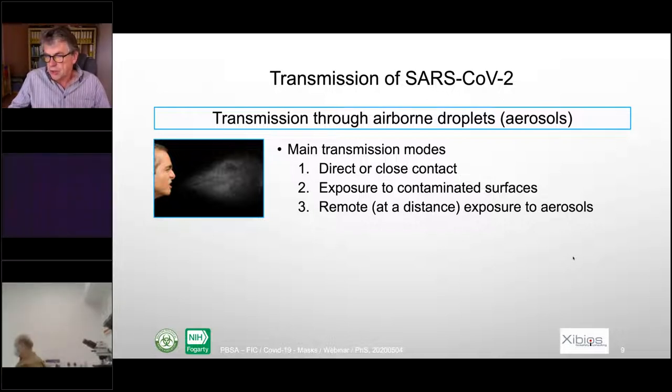And if we touch those objects, of course, we can then get infected, for instance, if we touch our nose or mouth and so on. This is why it's very important to wash hands. And the third transmission mode is exposure to aerosol at a distance. So those aerosols are likely to stay in the air for quite a long time and travel during that time. And this is the third way of transmission. And I will explain a little bit more.